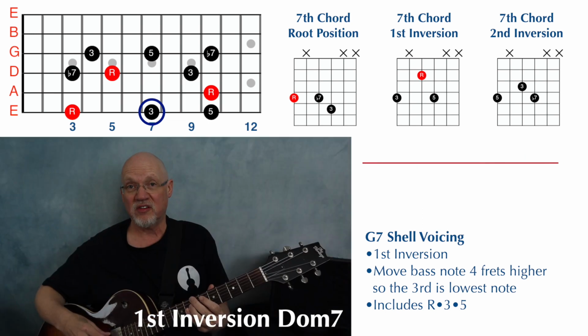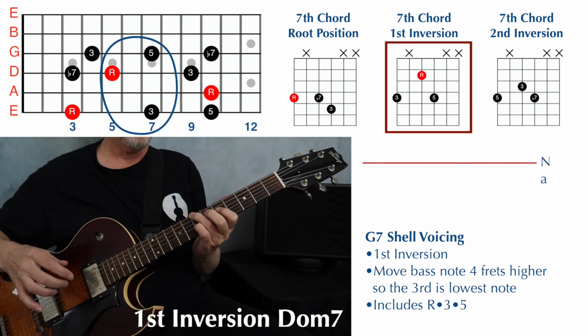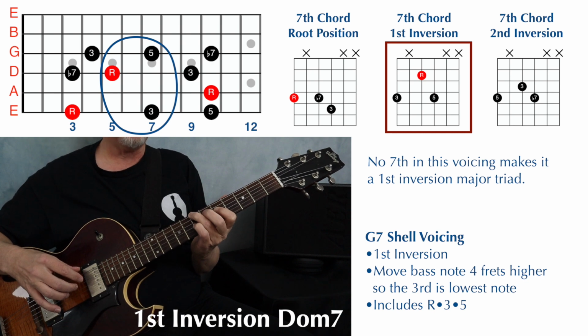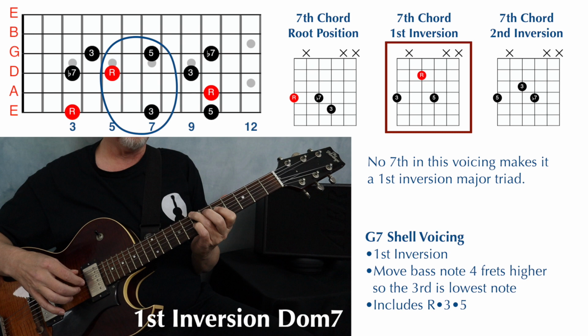We're moving 4 frets higher because the 3rd of a 7th chord is a major third, or 4 half steps, or 4 frets higher than the root. So this is our shell voicing for a first inversion 7th chord. We're playing the 3rd as the lowest note, and our other notes are the root and the 5th.